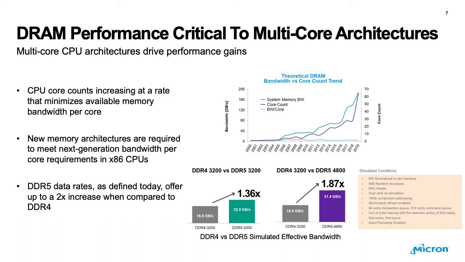So if you go from a DDR4 to a DDR5, you can see here just an example. They're both running at 3,200 megasamples per second, and this DDR5 gives you a 1.36 times increase in performance. If you look at a DDR5 running at 4800, then you go to almost twice the speed that you can get from that same device.